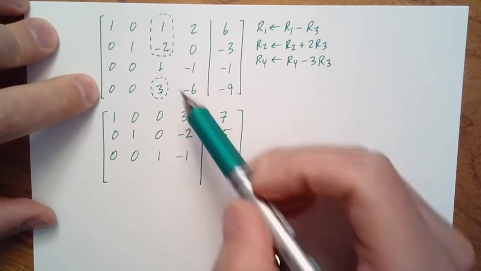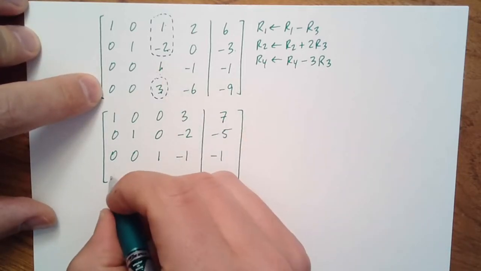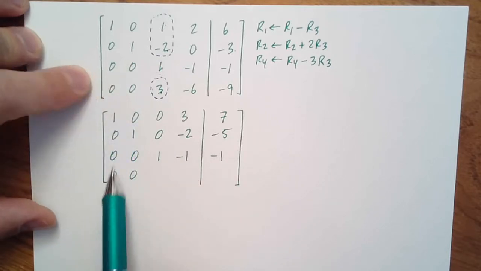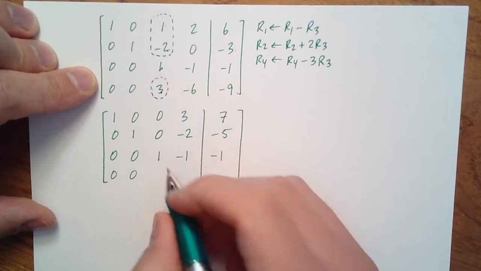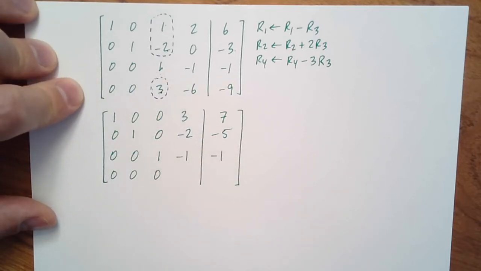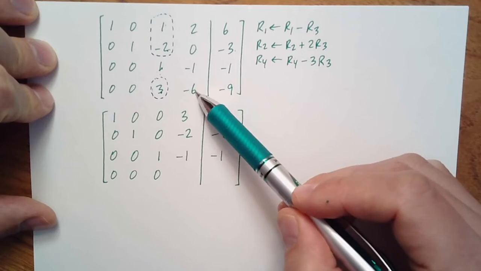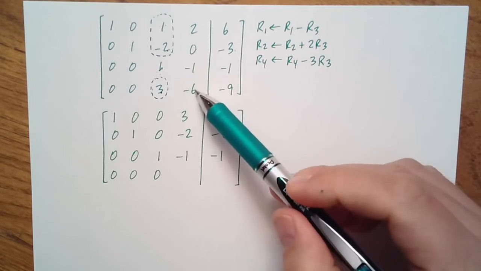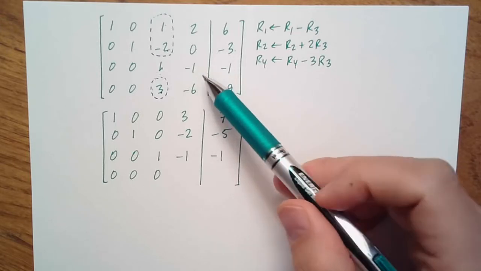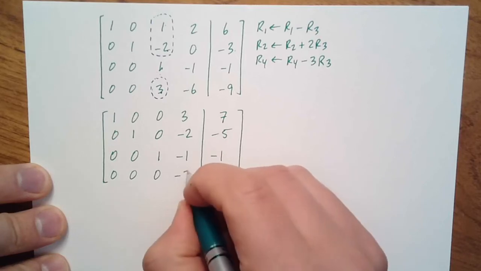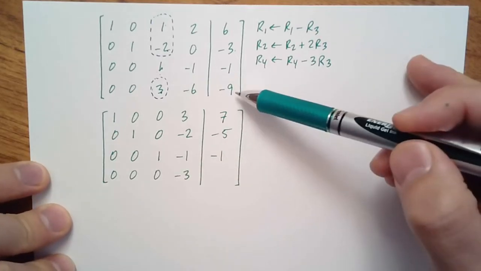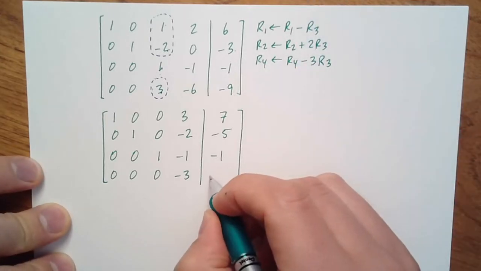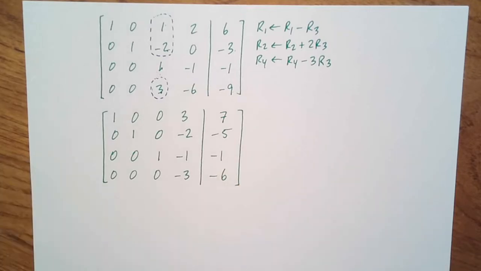Our fourth row, we're going to subtract row 3 from row 4 3 times. So these zeros won't change because there's zeros up here being subtracted from them. So 0 minus 0 is just 0. But now we have 3 minus 3 times 1, which is 3 minus 3. Then we have negative 6 minus 3 times negative 1. That's negative 6 plus 3, which will be negative 3. And then what will we have over here? We'll have negative 9 minus 3 times negative 1. That's like negative 9 plus 3, which is negative 6. So that's what we'll end up with.